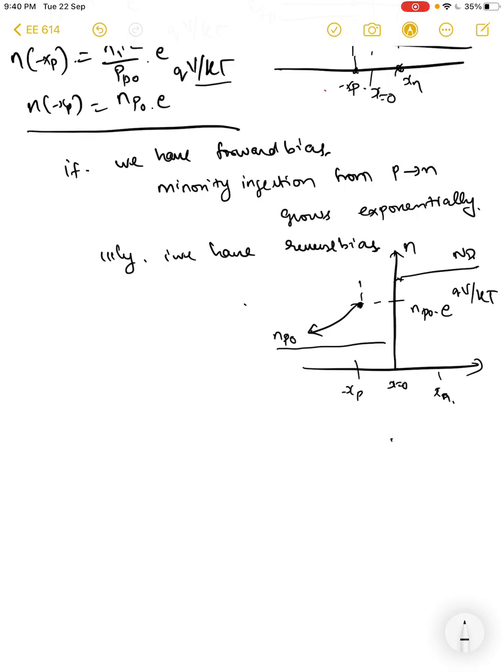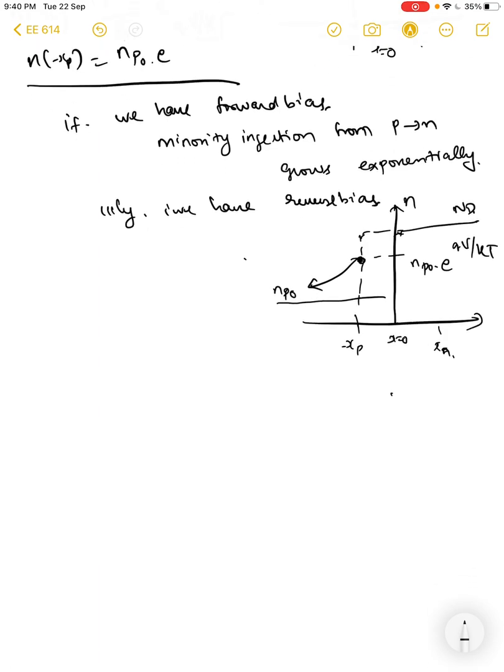now we can calculate how this minority diffuses into the p-type region, right? So basically this is the depletion width, border of the depletion width, and we know the carrier density at the edge of this depletion width. The question is, how do these minority carriers diffuse inside the p-type region? The way to solve this is of course the continuity equation. Now let us write the electron continuity equation in the p-type material.